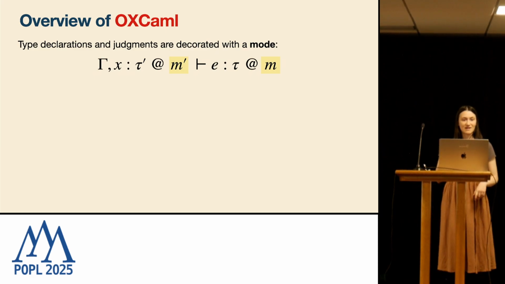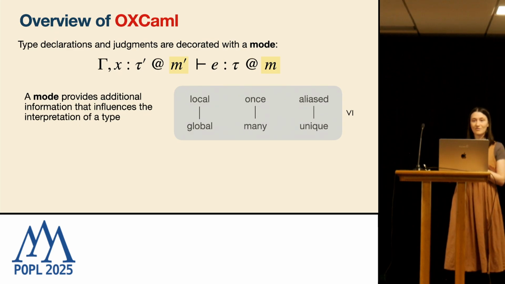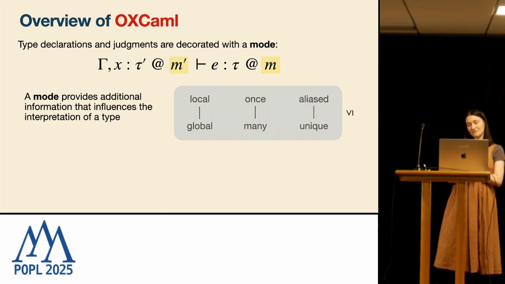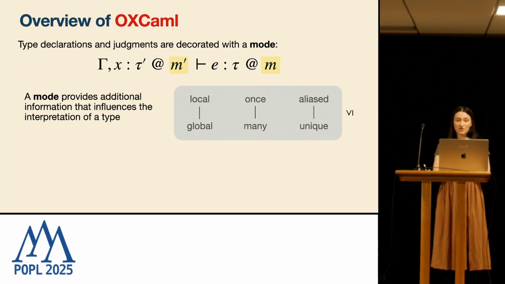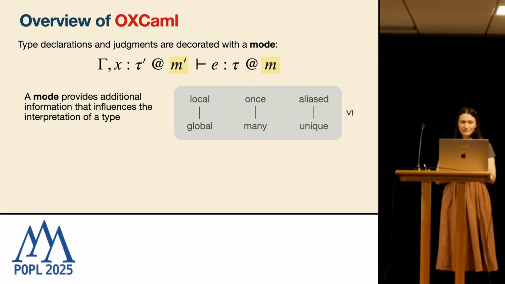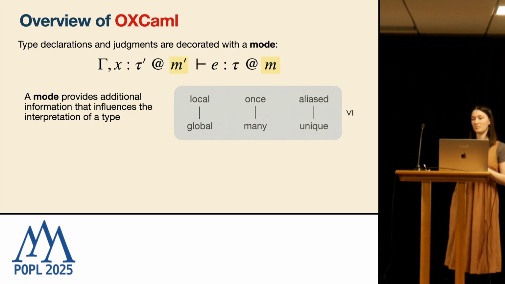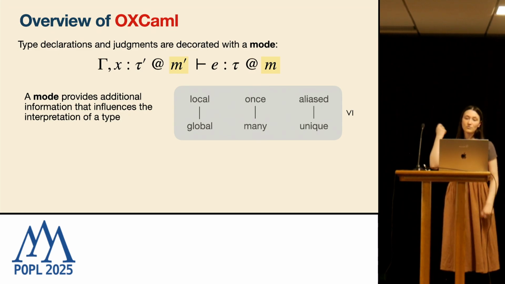So in OXCaml, type declarations and typing judgments are decorated with a mode. Okay, it looks as follows. What is a mode? Roughly speaking, a mode provides additional information that influences the interpretation of a type. Now, more concretely, it means that programmers can annotate their types with one of the modes depicted here in 3 different lattices. And what's nice is that these modes can then be weakened towards the top element. So for example, a programmer can annotate a variable as unique, and then can then be weakened to alias.